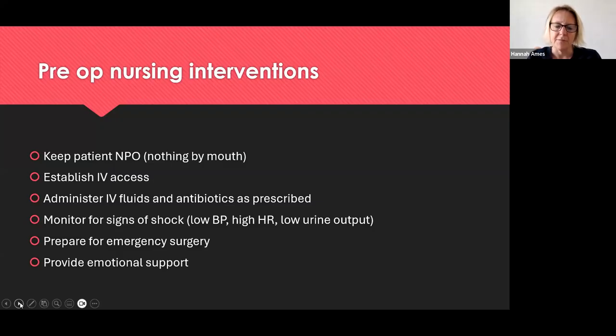And we need to be preparing them for emergency surgery and also providing emotional support and well-being, because it can be quite a distressing situation for patients. They've got a lot of pain, but they're also going off to have surgery at quite short notice. So things to think about, if you are in a pre-op situation in that assessment station scenario, about information to give to your patient to prepare them for theatre.